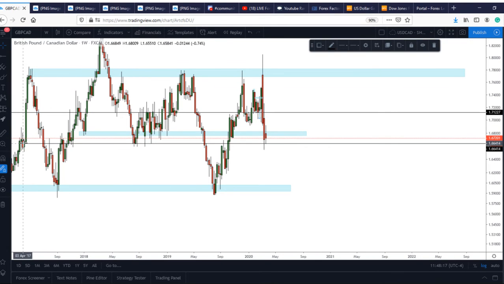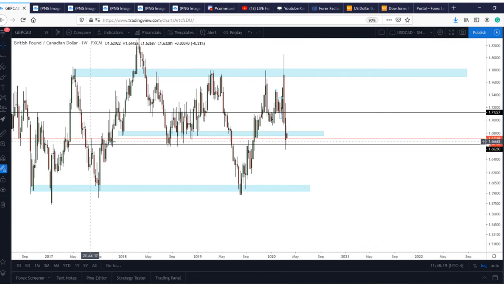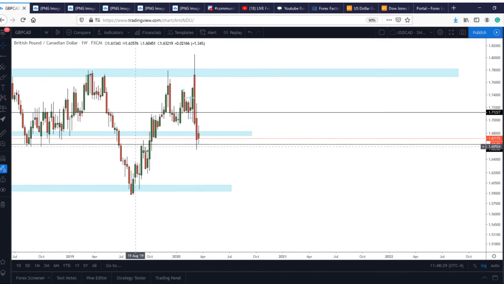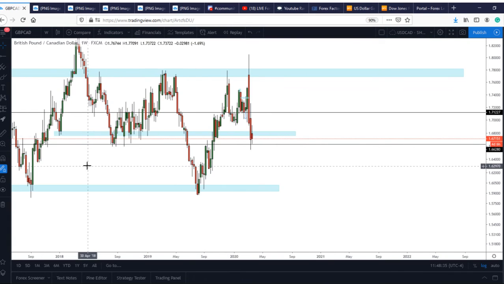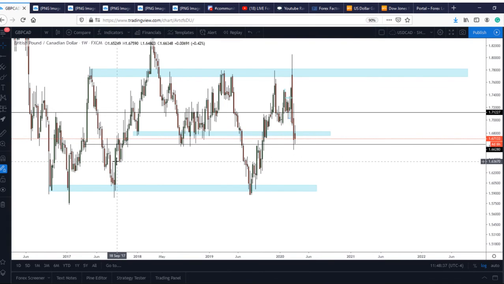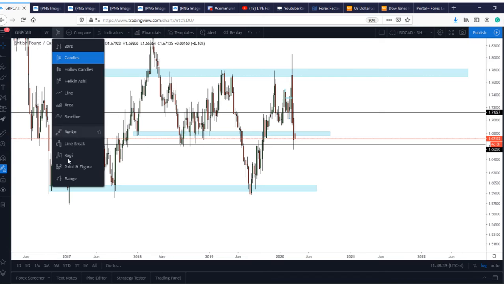If I extend it over, this is a pretty common occurrence dating back to 2017. This level right here is of particular importance for pound CAD for some reason. And so for me personally, I think a daily closure below this level, for example, in the past we've had that, we'd have a nice short down to here, would be pretty solid for us to take. So let's take a look at the daily.